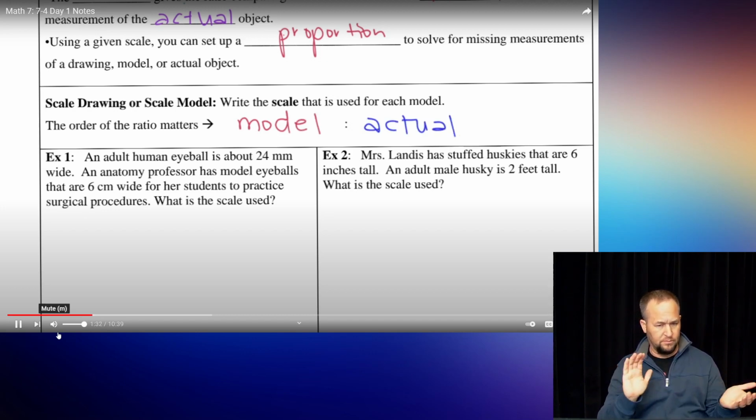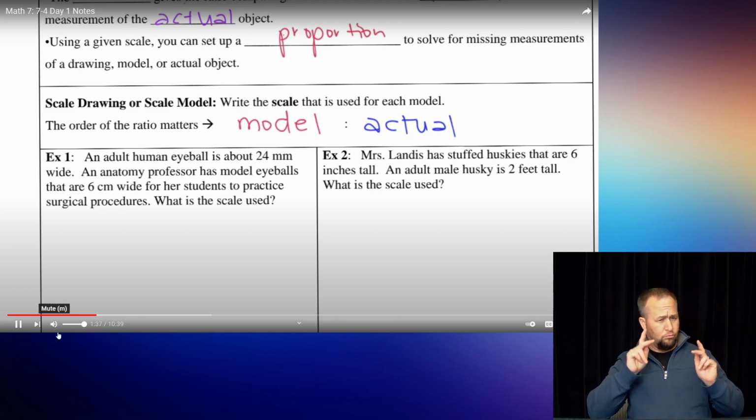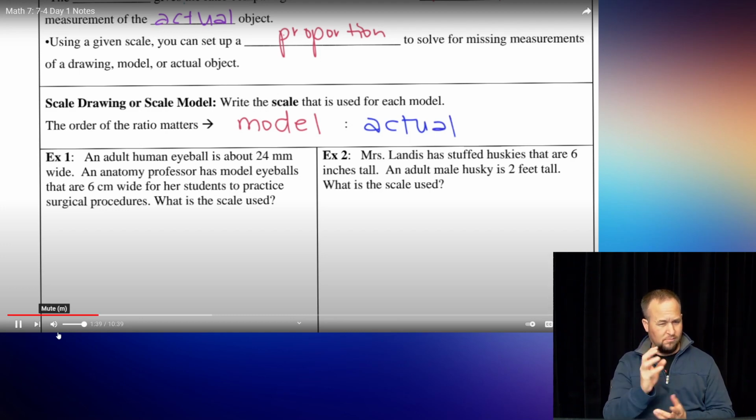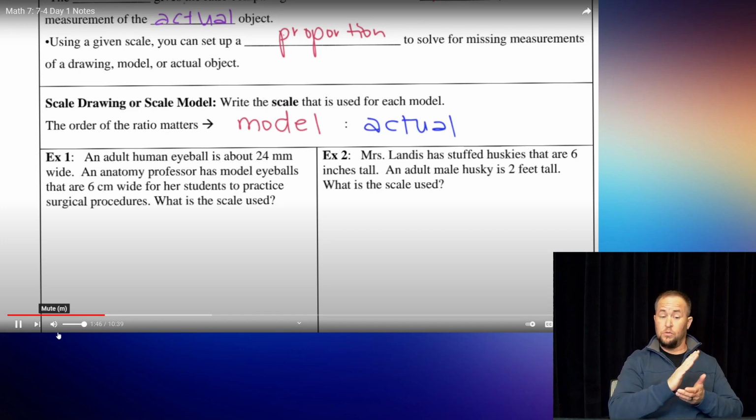So then keeping that, again, in mind, example 1, an adult human eyeball is about 24 millimeters wide. An anatomy professor has model eyeballs that are 6 centimeters wide for students to practice surgical procedures. What is the scale used?